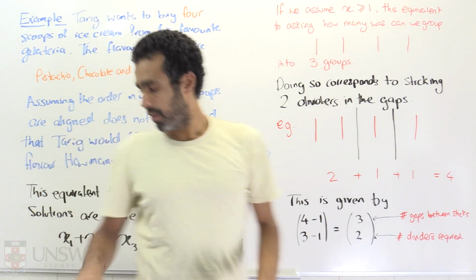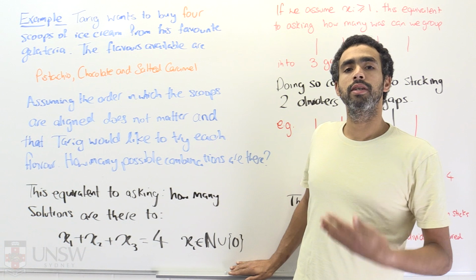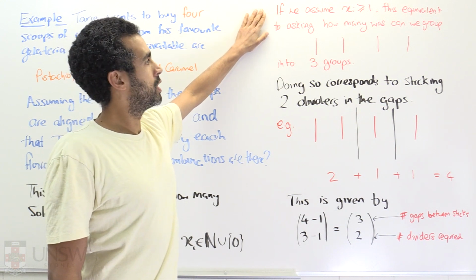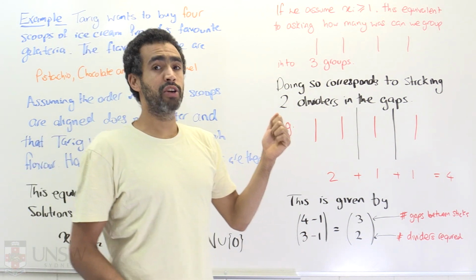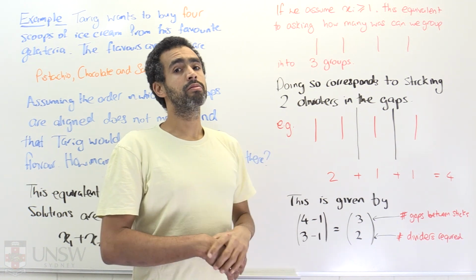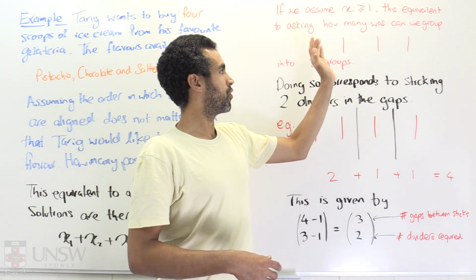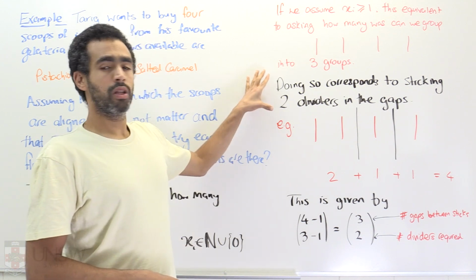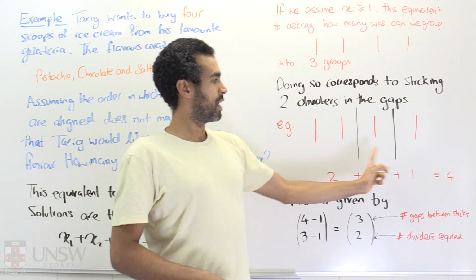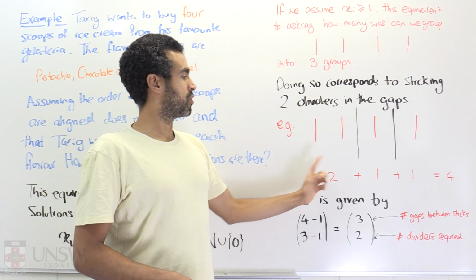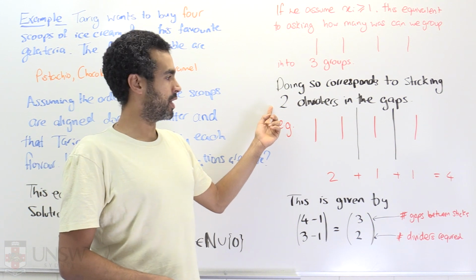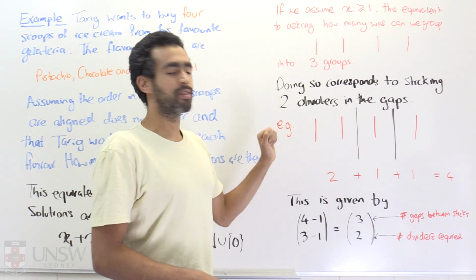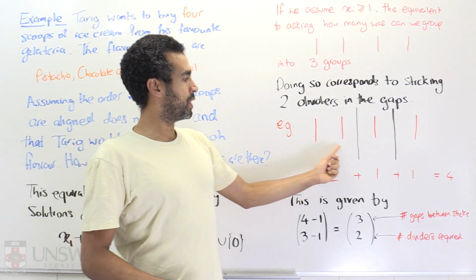So now we're looking at x1 plus x2 plus x3 equals 4, with the added assumption that the xi are natural numbers of at least 1. Now this is equivalent to asking how many ways can I group 4 sticks into 3 groups, where the order of the grouping matters. Doing so corresponds to sticking 2 dividers in the gaps between these sticks. 2 here is 3 minus 1. If I put 2 dividers, then I've split it into 3 groups. If I put 4 dividers, then I've split it into 5 groups, and so on.